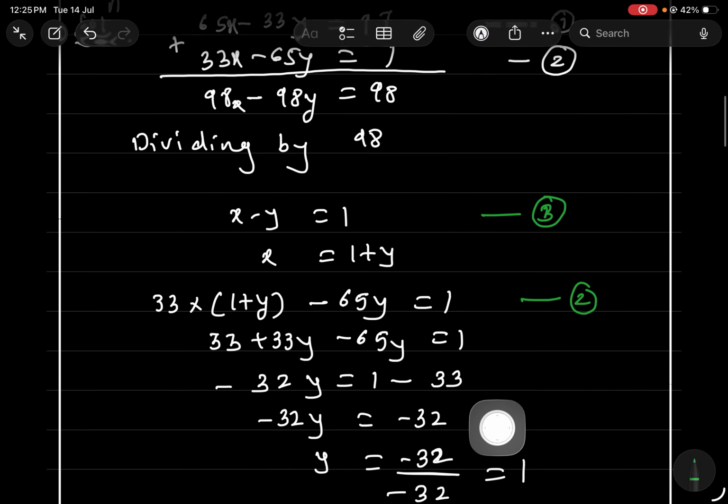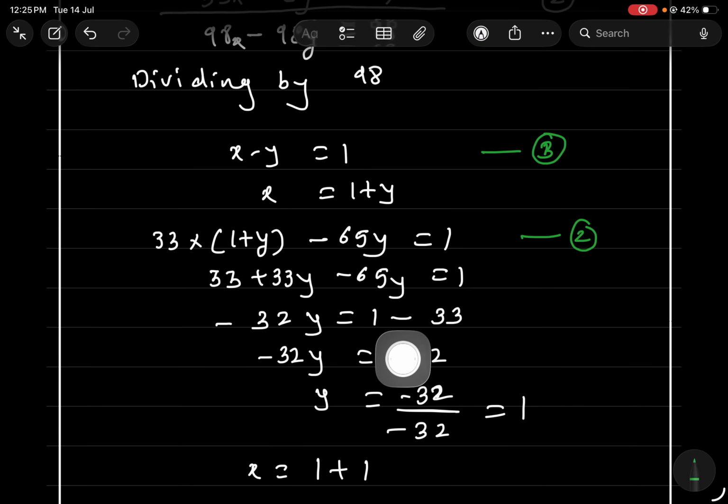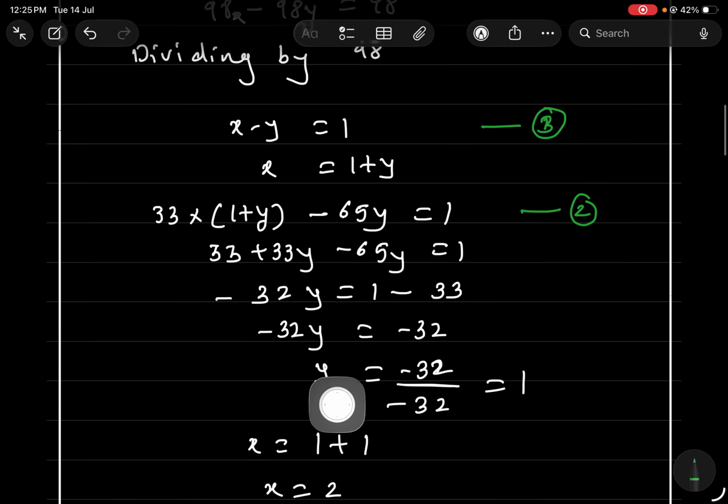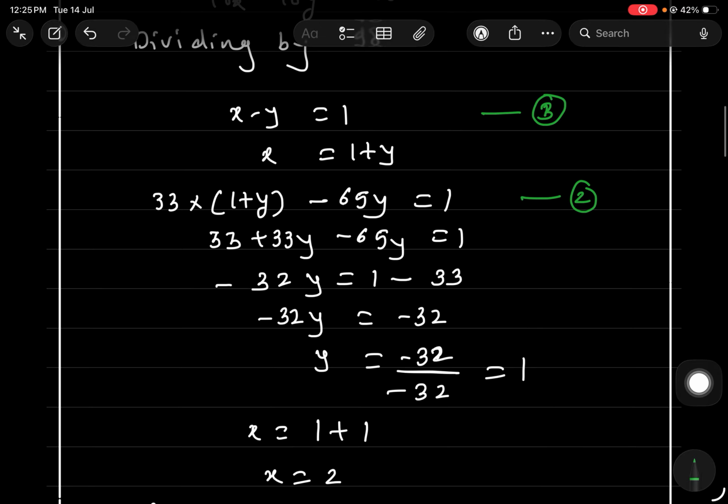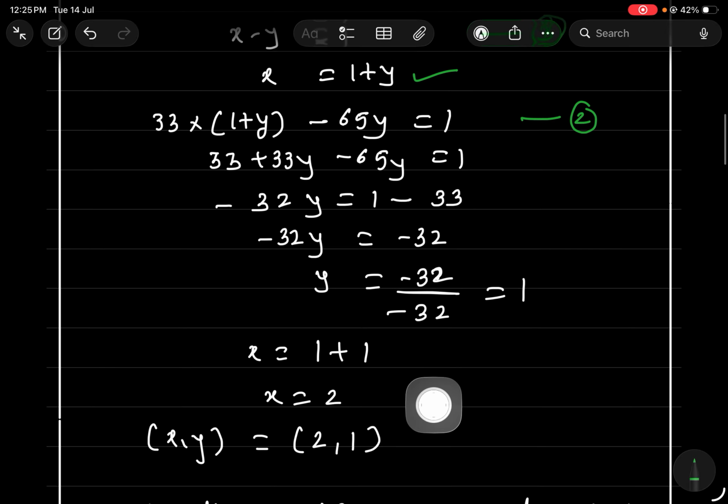This 33 we have to transpose to this side, so it becomes minus 1 minus 33. So minus 32y equals, and here subtraction again, 32 is coming, bigger number sign we give, minus 32. So minus minus becomes plus, so y equal to 32 upon 32, so y equal to 1.